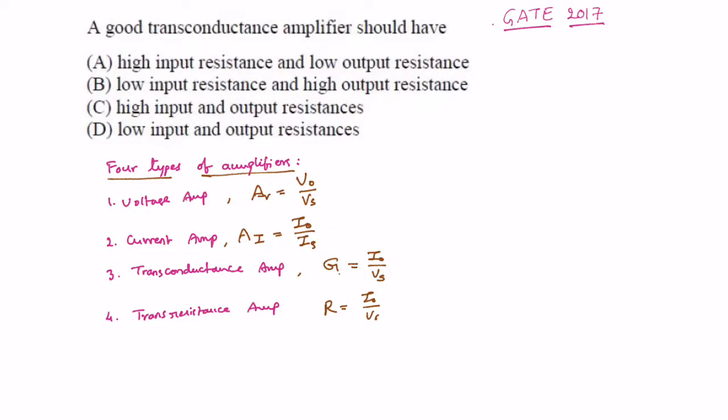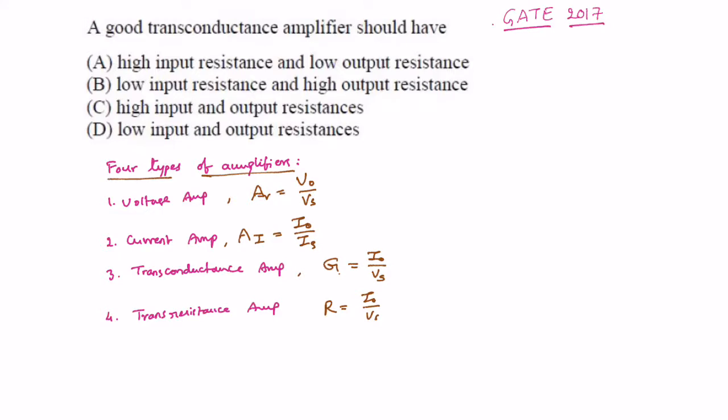In this question, we are going to find out what the characteristics of a good transconductance amplifier are in terms of its input resistance and output resistance, whether they should be low or high. Generally there are four basic amplifiers: voltage amplifier, current amplifier, transconductance and transresistance.